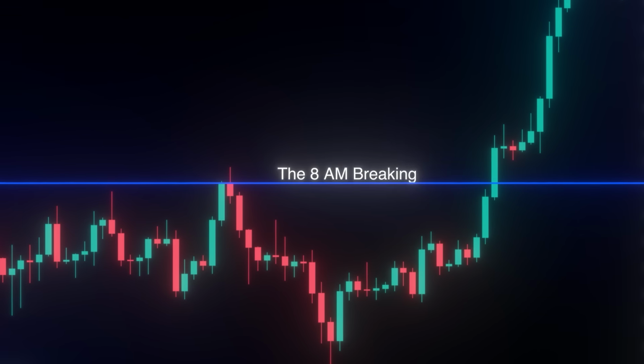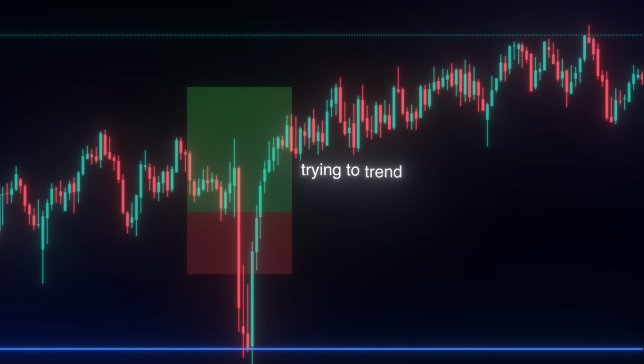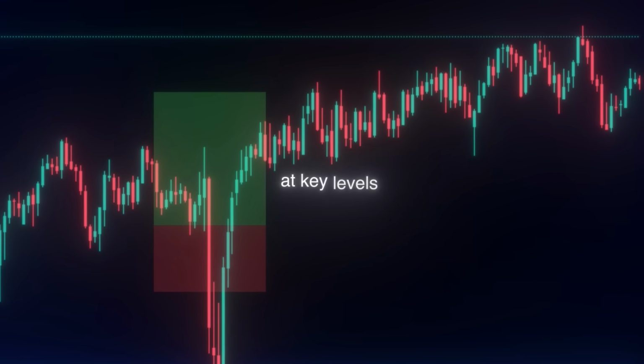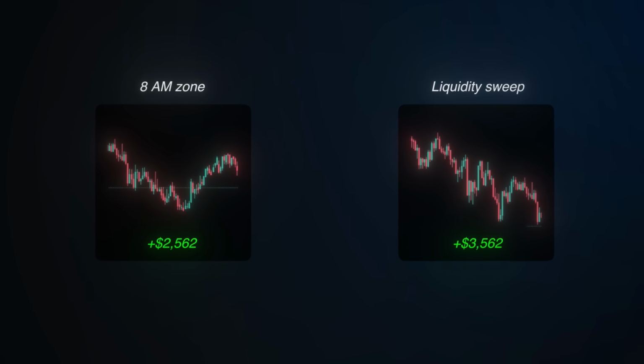So why do you need both setups instead of just one? The 8 a.m. break and retest setup works when institutions are making a directional move. They break a level, let price retest it to accumulate more positions, and then continue. This is trend behavior. The liquidity sweep setup works when institutions are hunting stop losses. They're not trying to trend, they're trying to grab liquidity at key levels. This is range behavior. Some days the market will be in a trend, some days the market will be in a range. By having both setups, you profit on either of those days.